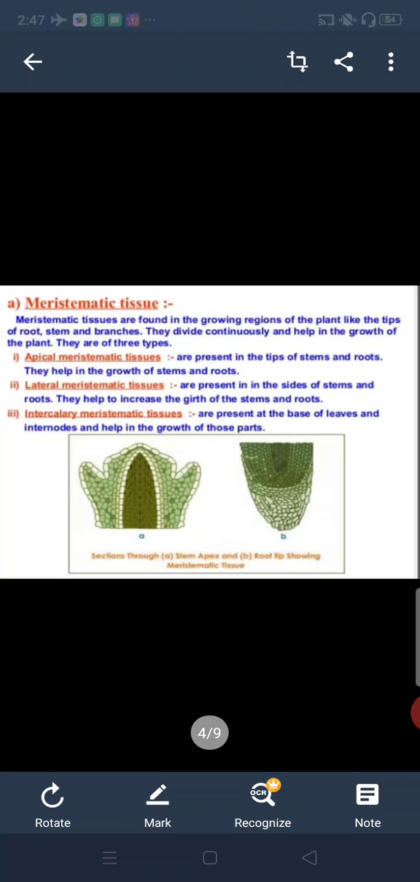Meristematic tissues. Meristematic tissues are found in the growing regions of the plant like the tips of root, stem and branches. They divide continuously and help in the growth of the plant. They are of three types. Apical meristematic tissues are present in the tips of stems and roots. They help in the growth of stem and roots. Lateral meristematic tissues are present in the sides of stems and roots. They help to increase the girth of the stems and roots. Intercalary meristematic tissues are present at the base of leaves and internodes and help in the growth of those parts.